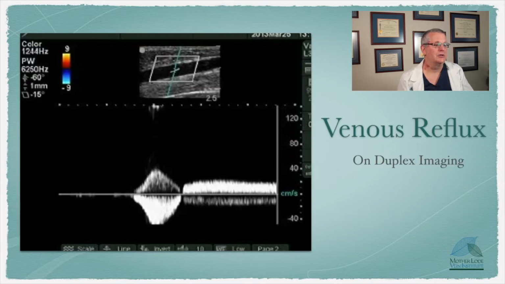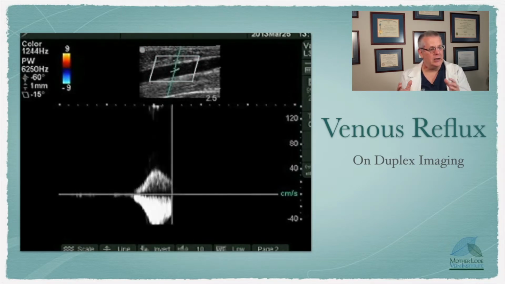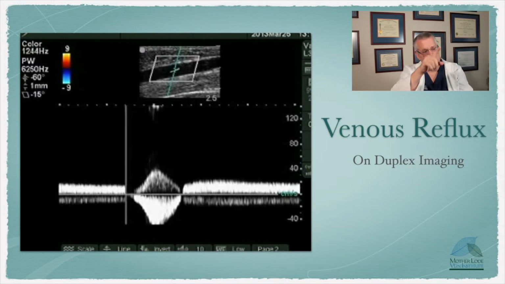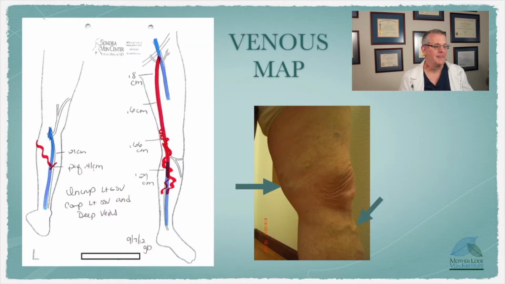And you can see that in real time in this next video here, where we squeeze the calf muscle right here, and that squirts the blood up. And then once you release the compression, you can see the flow going the wrong direction. Okay, and that's all venous reflux disease.